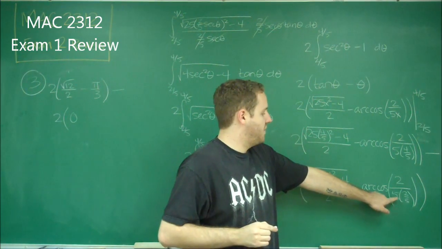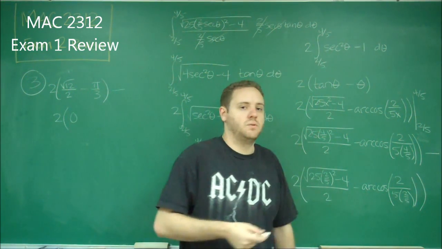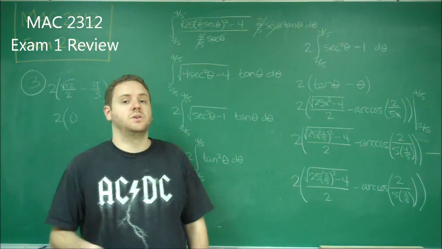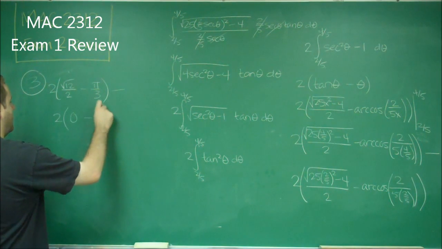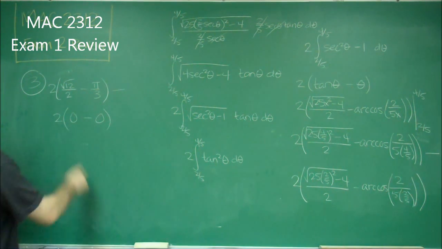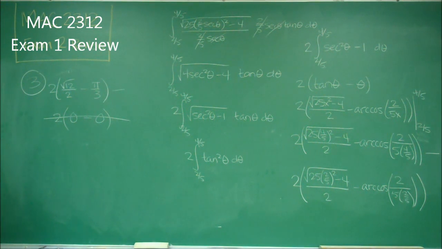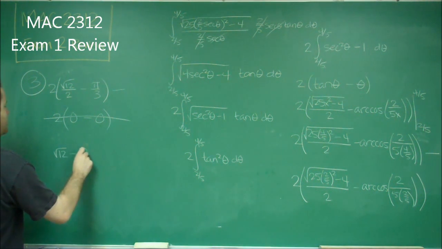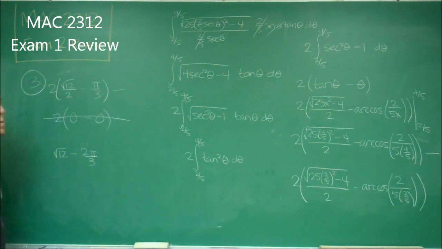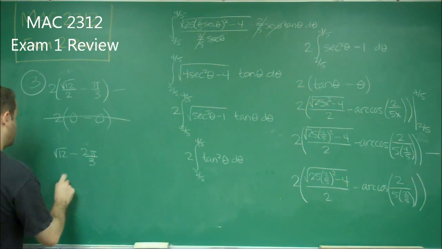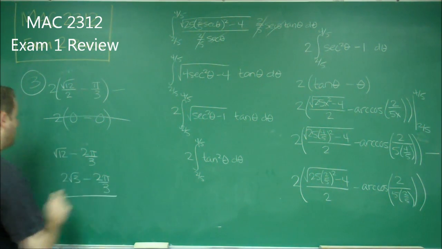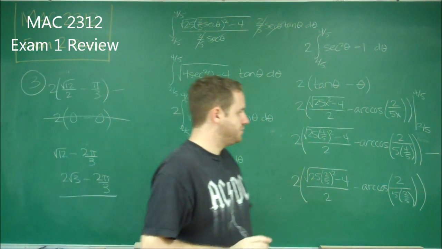And let's see what happens here. The 5 and this 5 cancel out. We get arc cosine of 2 over 2, arc cosine of 1. So we're saying cosine of what is 1? Cosine of 0 is 1. So we actually get 0 for that number too, which means the whole last part was just 0. If we multiply this 2 through, then we get root 12 minus 2 pi over 3. And root 12 is not the simplest form of that. You can factor out a 4, which would become a 2. So we get 2 radical 3 minus 2 pi over 3. Finally there at the end.